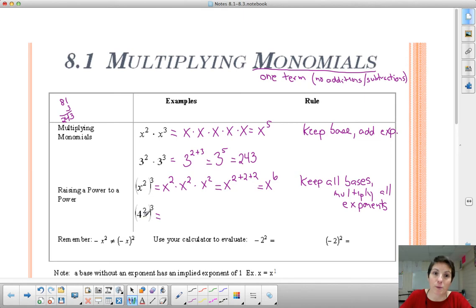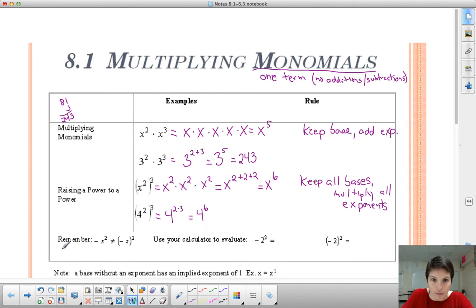So if we were doing this number one, 4 squared raised to the third power, instead of writing all of this stuff out, we could just say, oh, it's a power to a power. The base is 4. So that means that the exponent is going to be 2 times 3. So we have 4 to the sixth power. Because it's just a number and 6 is larger than 5, we do not need to go any further.